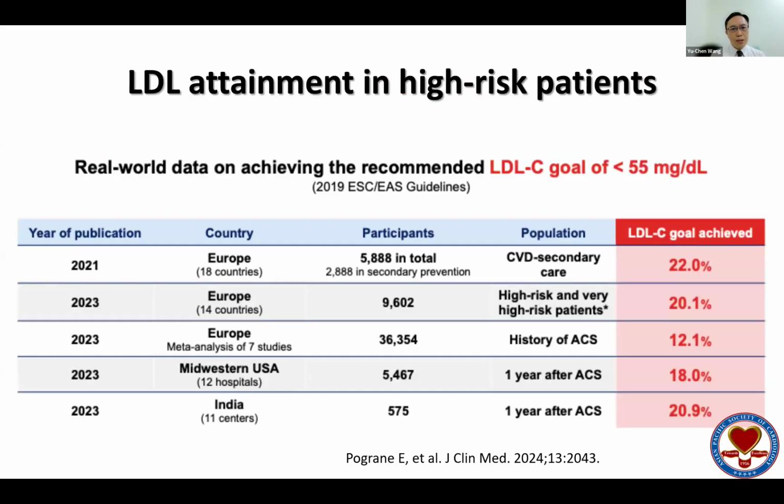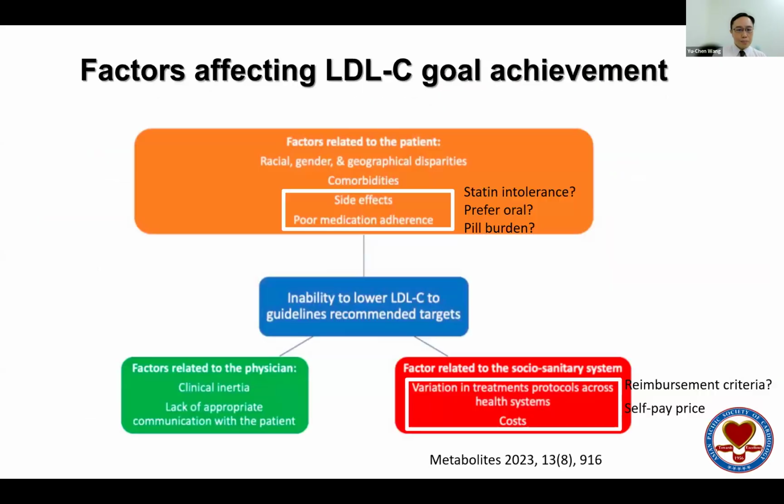The low LDL achievement rate is not only a problem in East Asia, but also a global problem. According to data from Europe, the United States, and India, the average rate of LDL goal achievement to less than 55 was only as low as 20 to 22%. Regarding the factors affecting LDL goal achievement, there are factors related to patients, related to physicians, and related to the health reimbursement system.